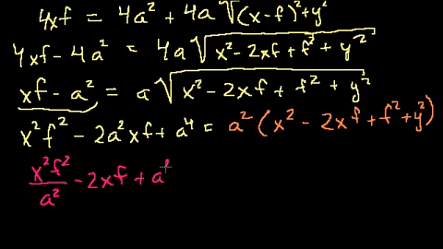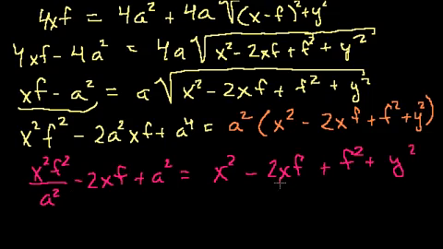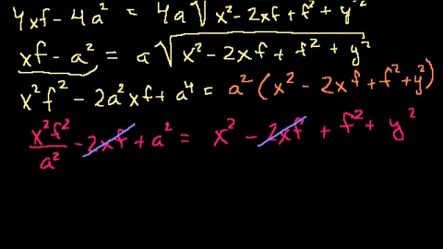Well, that's just a squared. So a squared is equal to x squared minus 2xf plus f squared plus y squared. Well, good. There's something to cancel out. There's a minus 2xf on both sides of this equation, so let's cancel that out. Simplify our situation a little bit.